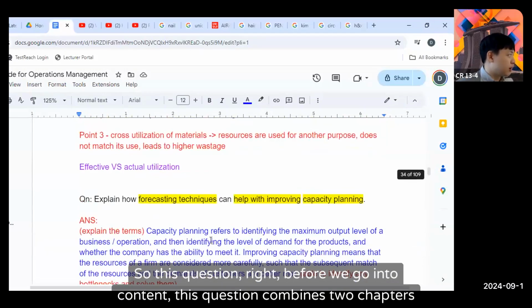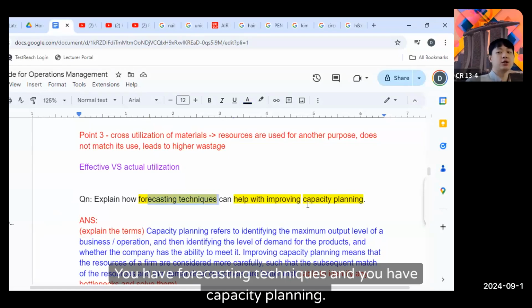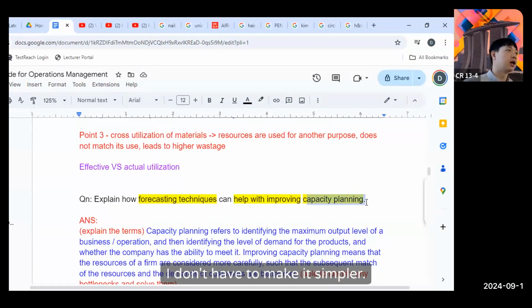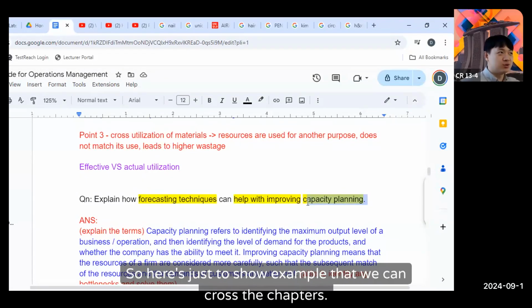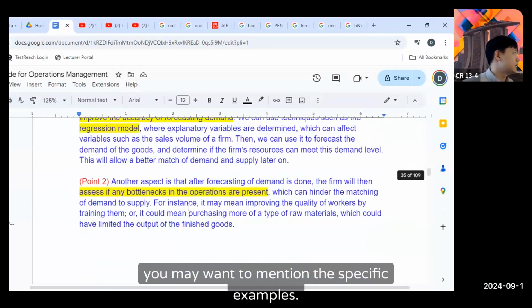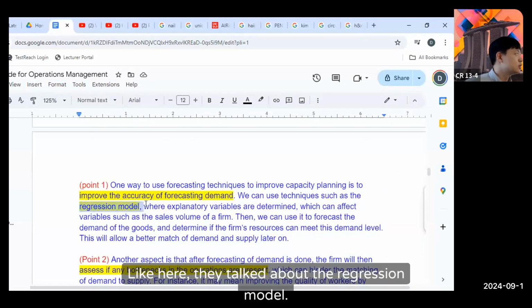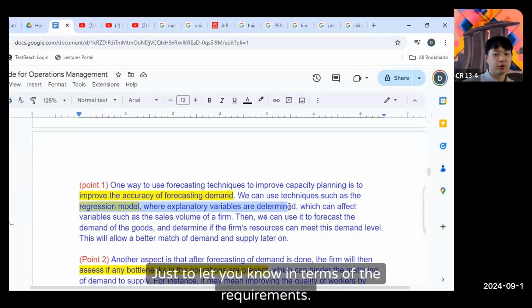So this question, before we go into content, combines two chapters together. You have forecasting techniques and you have capacity planning. This is just to show an example that they can cross the chapters. Second thing, if they talk about forecasting techniques, you may want to mention specific examples. Like here, they talked about the regression model, so I explain a bit inside. Just to let you know in terms of the requirements.